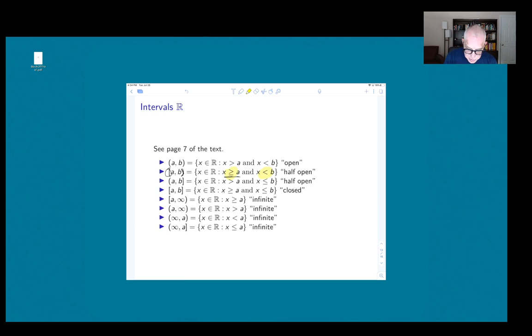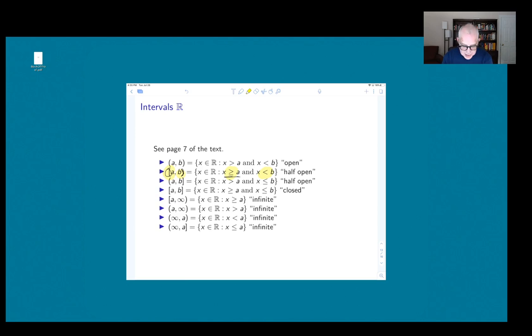The fact that there's a square bracket here means that x is, these are supposed to be the numbers between a and b, and then the brackets tell you what to do at the end. So for instance here, these are the numbers between a and b. The fact that this is a square bracket means you keep b in, and the fact that this is a parenthesis means that you leave a out.